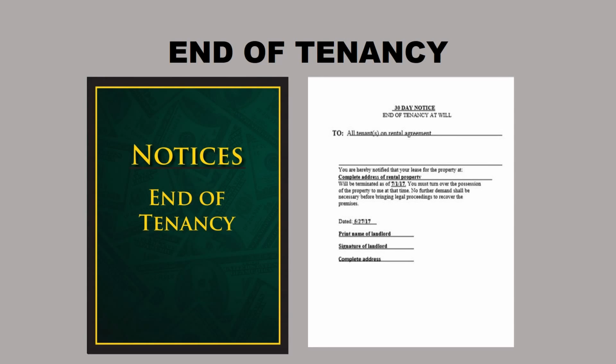The third eviction notice is the end of tenancy. How do you end a month-to-month tenancy? Well, the majority of the 50 states, it's a 30-day notice. So, for instance, we want to end July 1st, a 30-day notice. We would have to serve the notice prior to due date, June 1st. Now, remember, it has to be served 30 days prior to due date.